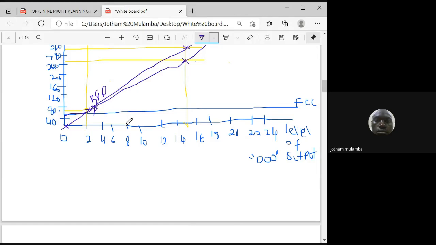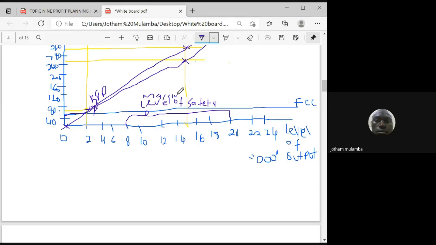Now, from 8,000 up to 20,000, mark that as the level of safety, or margin of safety. Some books refer to it as margin, some books refer to it as a level.